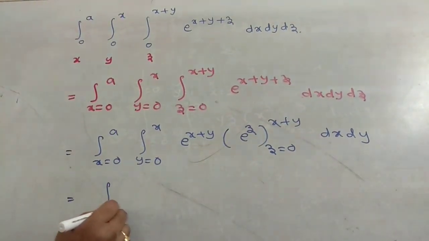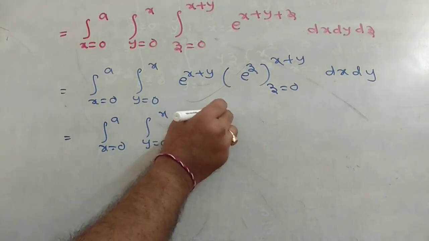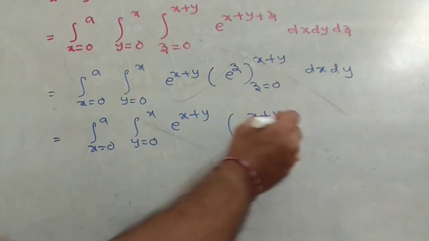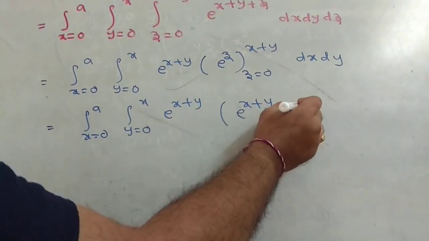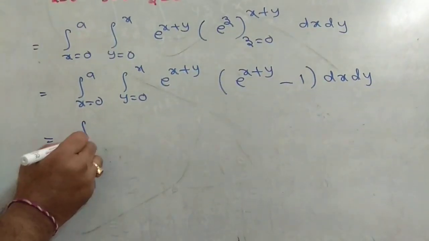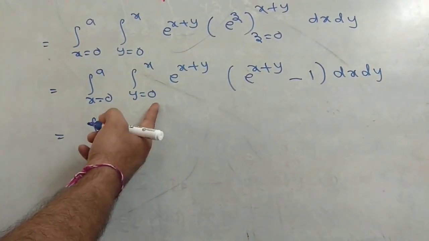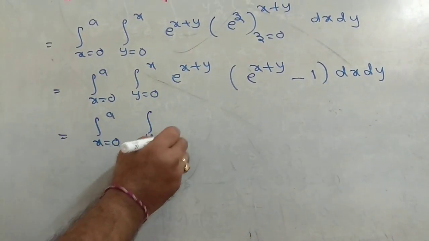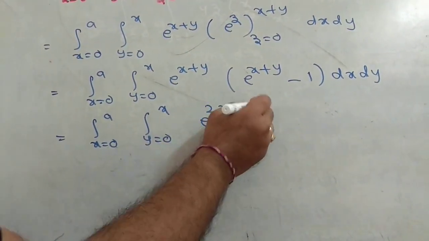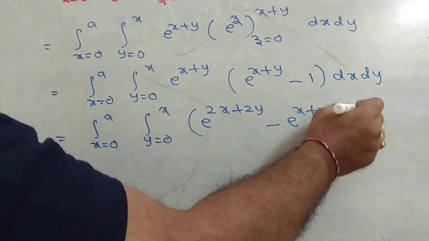So directly, x equal to 0 to a, y from 0 to x, e power x plus y. If I write the upper limit, e power x plus y, and minus, writing z equal to 0, e power 0 is nothing but 1. So we have here dx dy. Now you keep x equal to 0 to a, and take your second integral, with respect to y. But first you make the simplification, 0 to x. If I make the multiplication, it becomes e power 2x plus 2y minus e power x plus y, of dx dy.